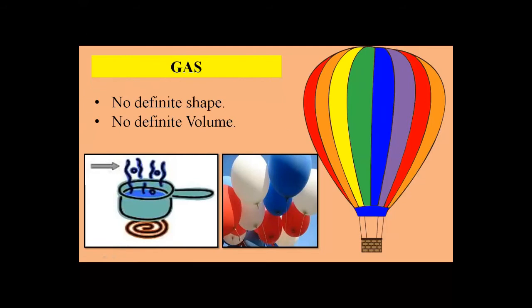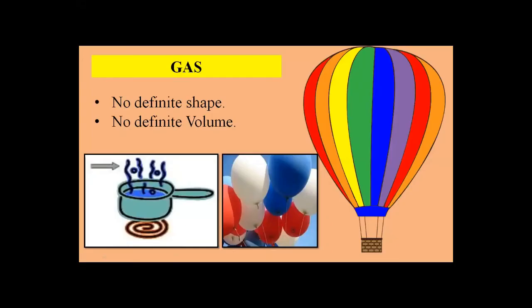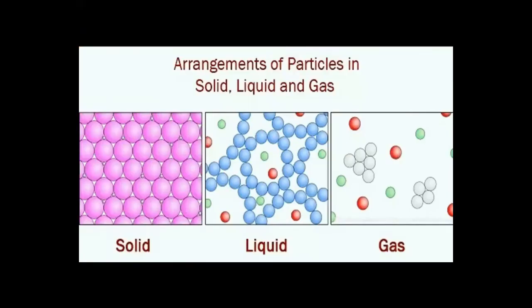Now, students, how are solid, liquid, and gas different from each other? And why does a solid have a definite shape but not liquid and gas? It is because of the arrangement of the particles in the different states of matter. As you have studied, all matter is composed of tiny particles and they are always moving.